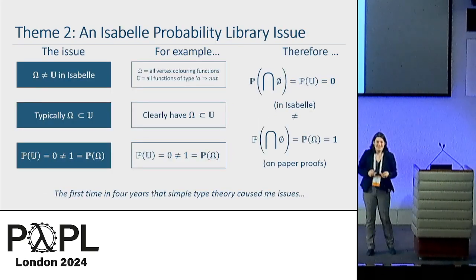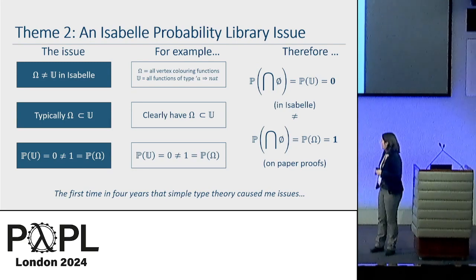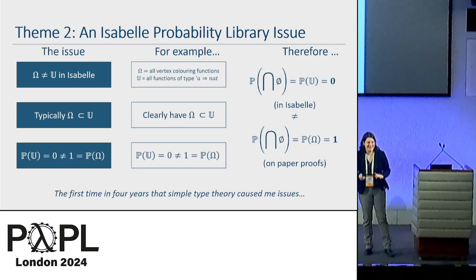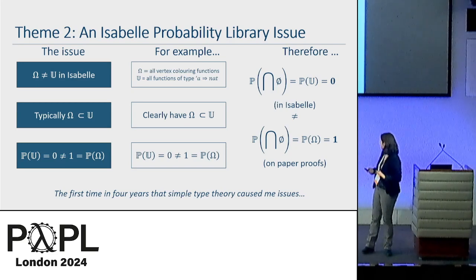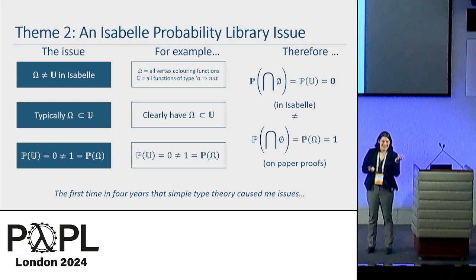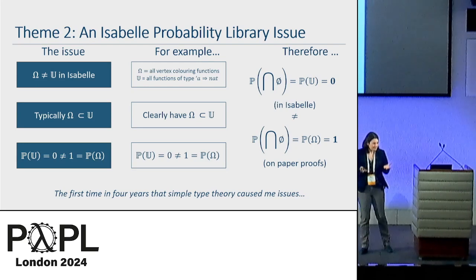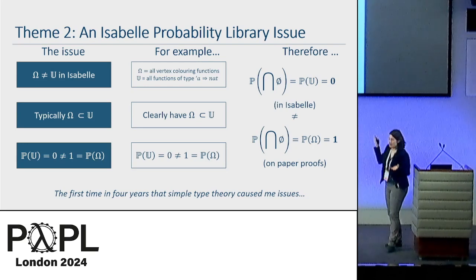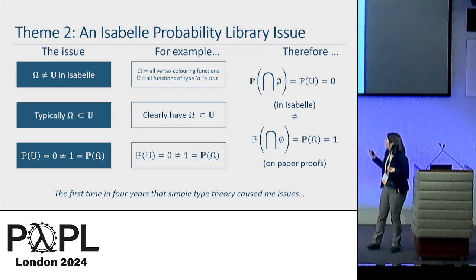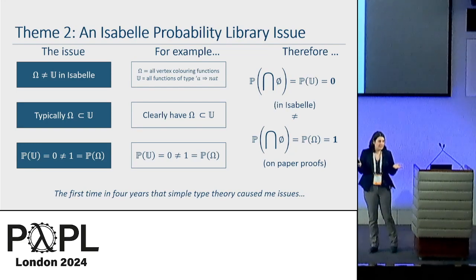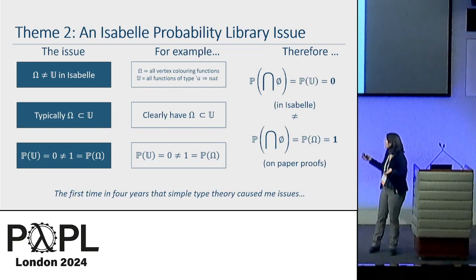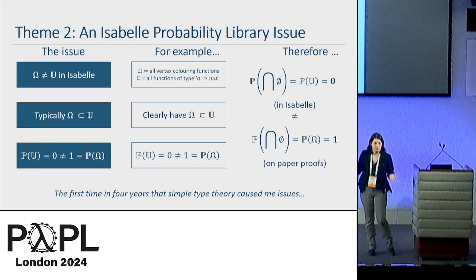Next one, an Isabelle probability library issue. I will admit, this is the first time in 4 years that I got a bit frustrated with Isabelle's foundations. There was basically this issue where your probability space in Isabelle, and how the probability library is defined, is not equivalent to the universal set. For example, in our coloring context, we define vertex colorings as functions from each vertex to a color. And that clearly is not equal to all functions of the type 'a to a natural number, right?